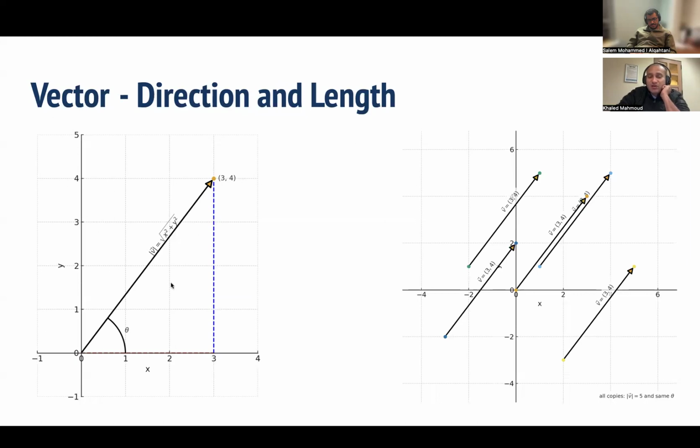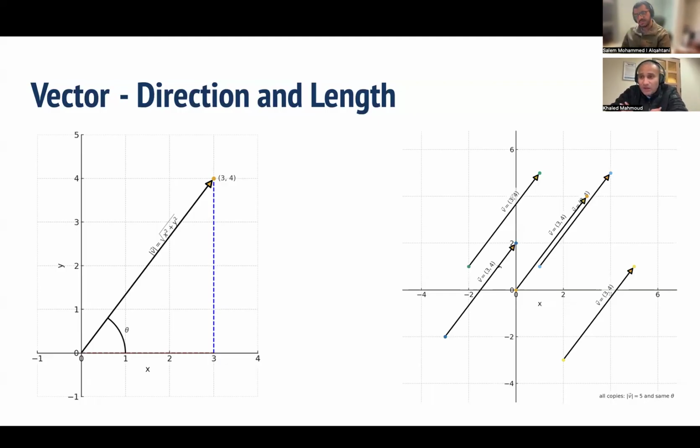But is this the only (3, 4) vector? No. If you look at the image to the right, can you tell me, Dr. Salim, are these all the same vectors? Well, maybe I asked the wrong question. My bad. Do these vectors have the same direction and the same length? Yes. Exactly, they do. They have the same length, and the direction means the angle it makes with the x-axis. So the most important features we care about in a vector are its direction and its length.